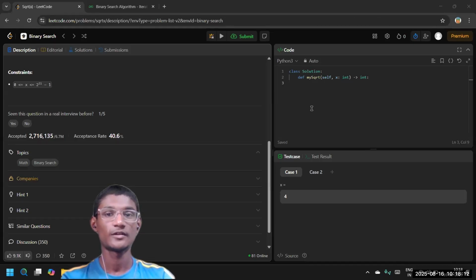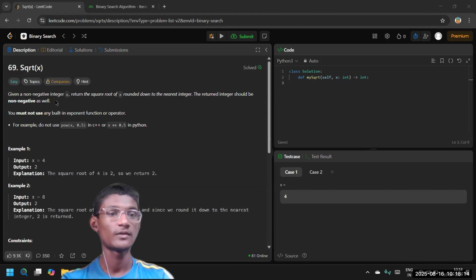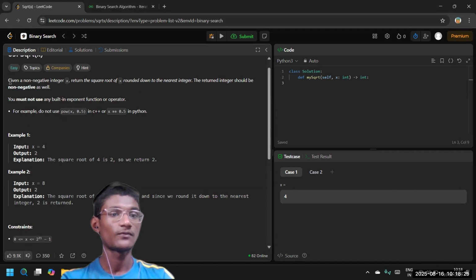Hello everyone. Today we are going to discuss a problem which is the square root of a number. The problem number is 69 in LeetCode, as we can see here. If you see the description of this problem, they will give a non-negative integer. Then we need to return the square root of x, rounded down to the nearest integer. The returned integer should be non-negative as well.